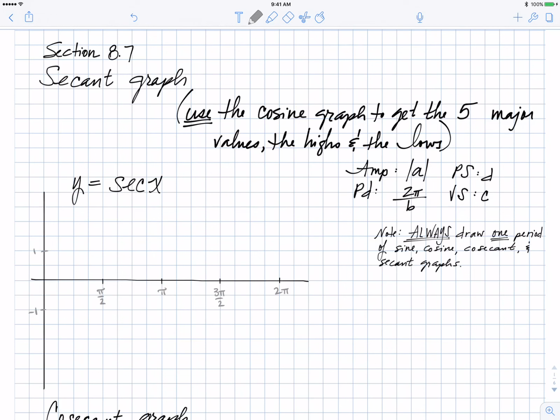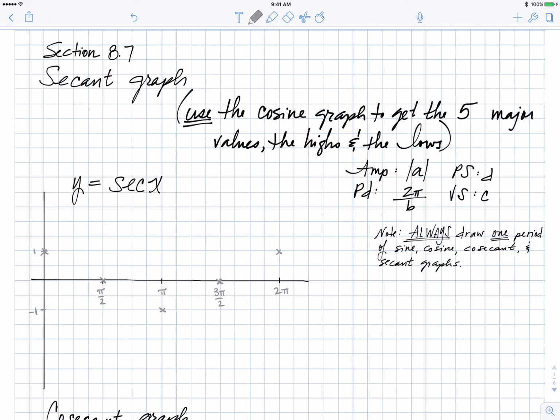Now for cosine, remember that cosine, the parent, begins at the maximum. I'm just going to put x's for my parent cosine because remember, I'm actually trying to graph secant. I'm not trying to graph cosine. I'm just going to use cosine. So there's my maximum there. And the next coordinate is going to be on the x-axis. My middle value is the minimum. Back to the x-axis. And then at 2 pi, I'm back to the maximum.